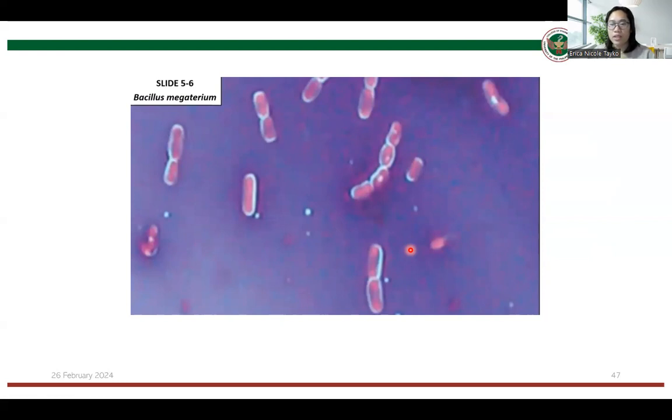Okay. So some examples of bacteria that have capsule. So we have your Streptococcus pneumoniae, Klebsiella pneumoniae, Neisseria meningitidis, even your E. coli, and also your Haemophilus influenzae. Those are some examples of bacteria that have capsules.